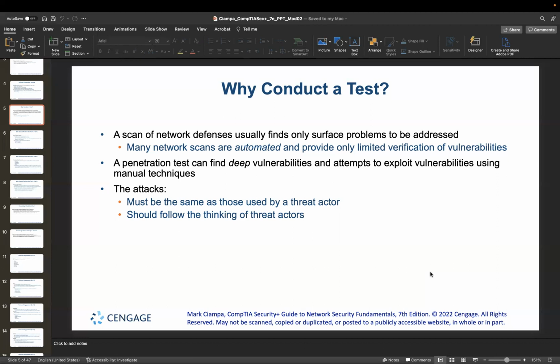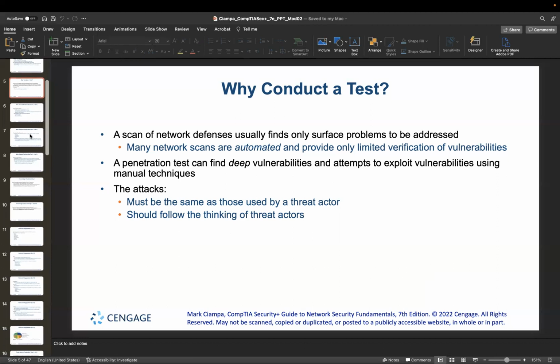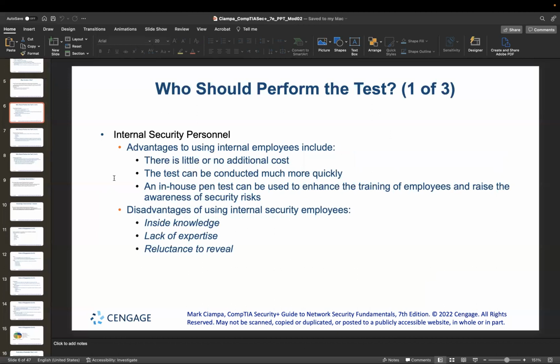Okay, now we need somebody who can think bad. So you see the gray hats come to play at this time, right? Someone who can have the mindset of a bad actor is whom you really want to have as the pen tester. So who should perform the pen test? Let's discuss that a little bit.